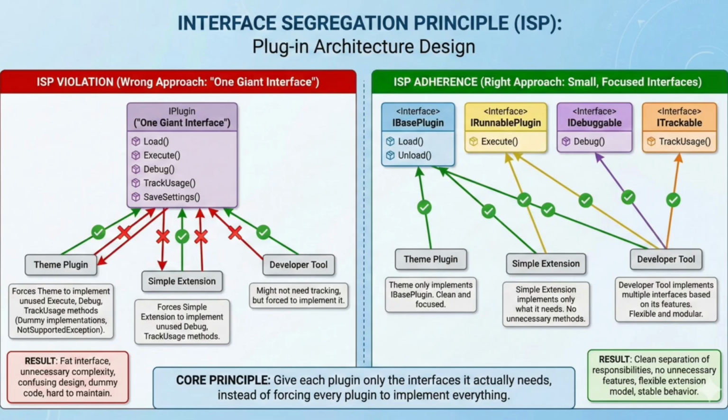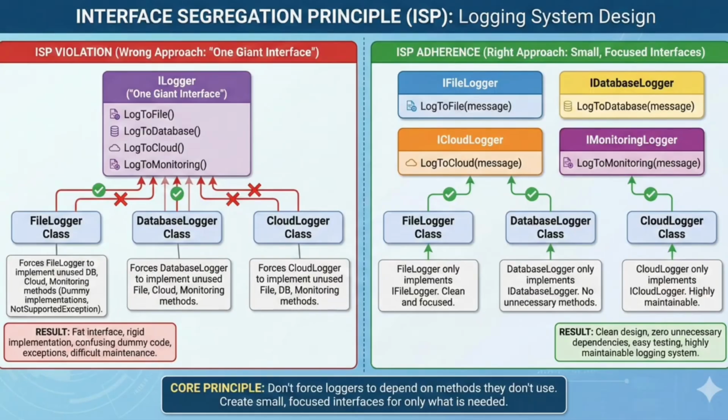Core meaning of ISP. Here, if the system expects logging, don't force one logger to handle everything. Give each logger only the responsibilities it truly needs. That is the true power of the interface segregation principle in logging systems.